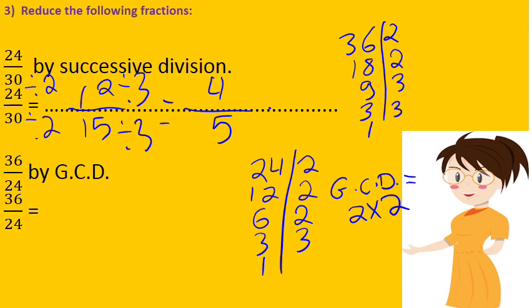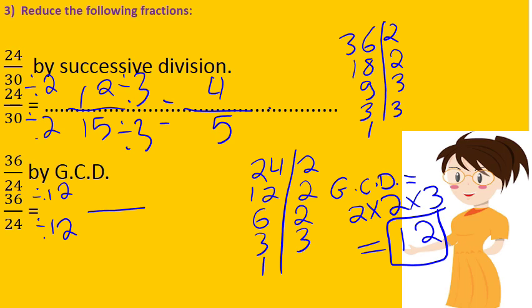In GCD, we take the more common or the less common? The less common. So if we have 3 one time and 3 two times, what do we take? 1 time, so times 3. What is 2 times 2 times 3? 12. Now after we get the GCD, which is 12, what should we do? We divide the fraction up by 12 and down by 12. 36 divided by 12, Ya Muhammad? Equals 3. And 24 divided by 12, Yareen? It's 2. Okay.